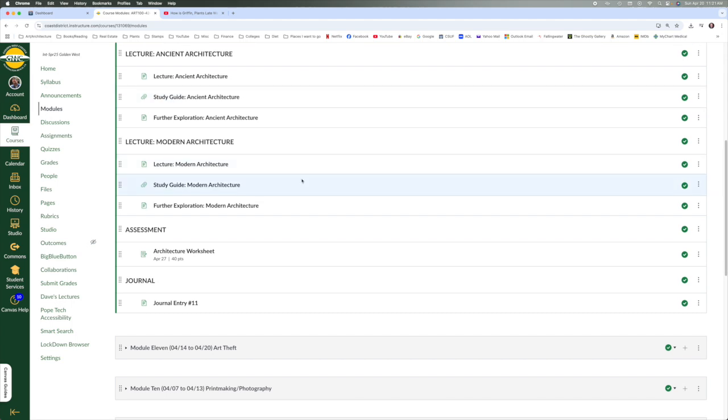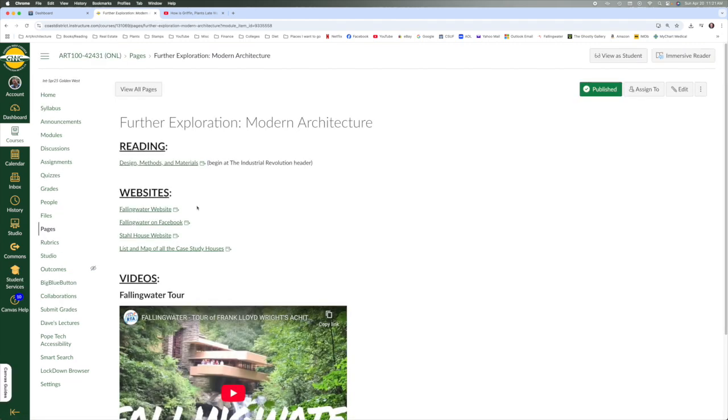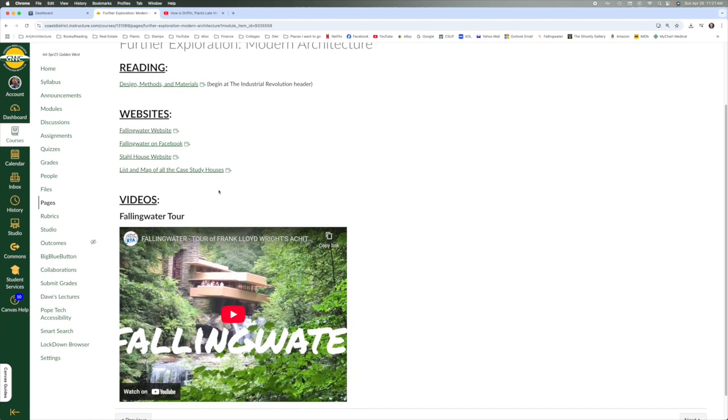Following that, we'll bring it up to date with modern architecture. We've got our lecture, study guide, and further exploration section. Again, we do have a quick reading here, and then we have some cool websites. For Falling Water, which is actually this building down here, we have the website, also its Facebook page, which is constantly updated. For the Stahl House, we have our website, also a list of case study houses that are around Southern California. Case study houses are a Southern California project.